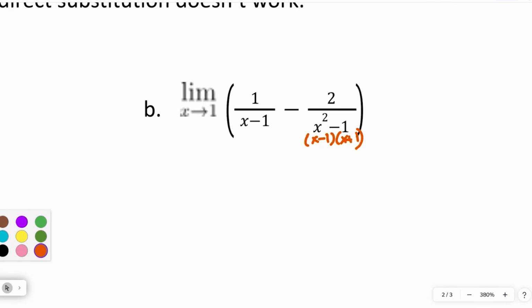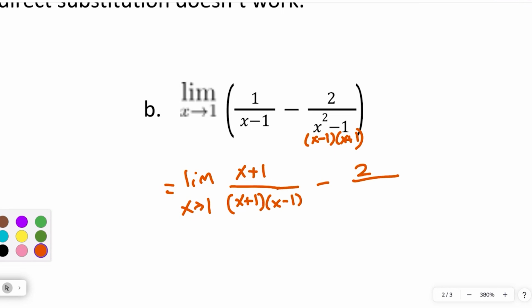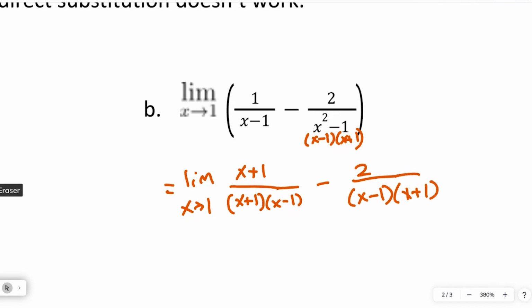So yeah, I want to multiply. Well, I guess I'll just go ahead and write it as a separate step. I'm going to multiply this by x plus 1 over x plus 1. So this will be x plus 1 over x plus 1 times x minus 1. And maybe I'll just leave this in factored form. I don't know if there's really going to be an advantage to leaving it in standard form.